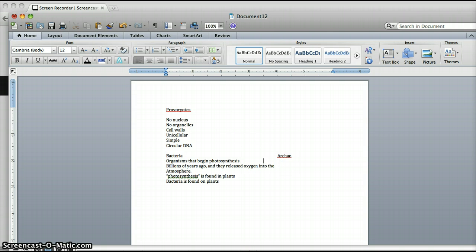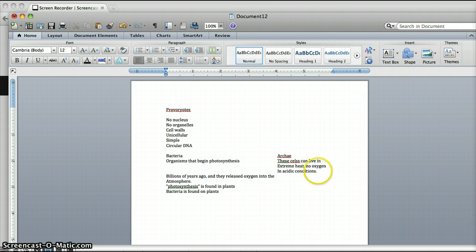Now, archaea is also a type of prokaryote cell. Now, archaea characteristics are these cells can live in extreme heat with no oxygen and also in acidic conditions.